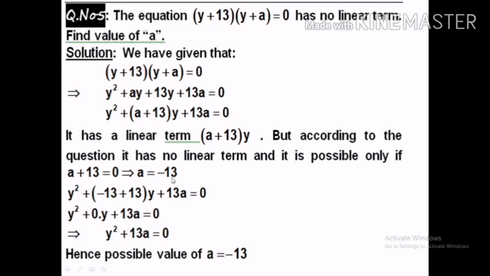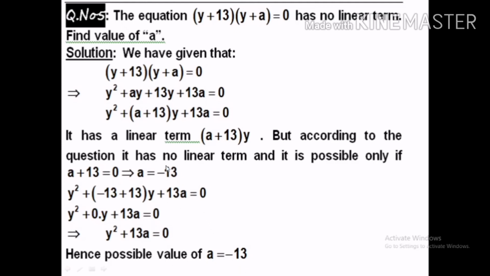So by putting the value of a in this equation, we get y square plus minus 13 plus 13 into y plus 13a is equal to 0. This proves y square, minus 13 plus 13 cancel, 0y plus 13a is equal to 0. Implies y square plus 13a is equal to 0. Hence the possible value of a is minus 13.